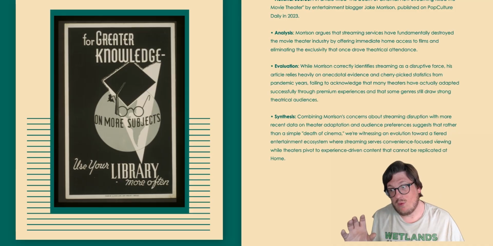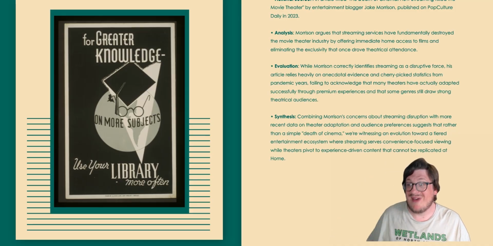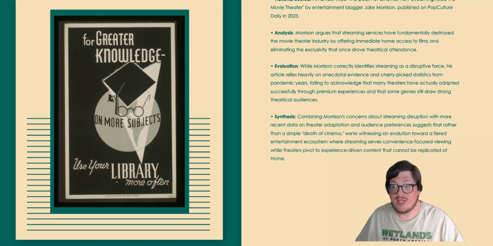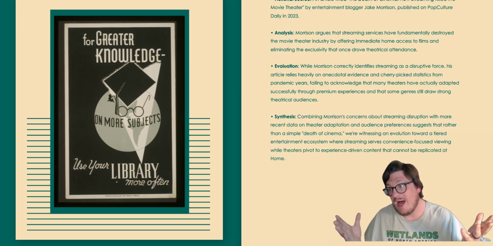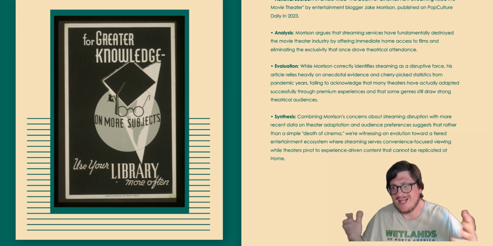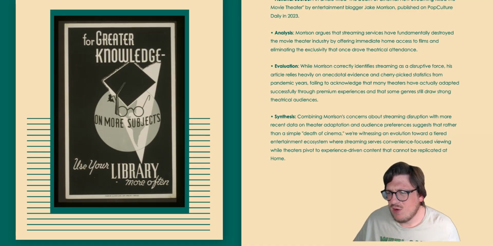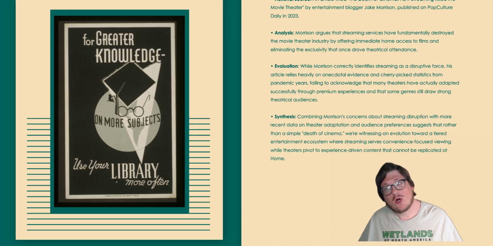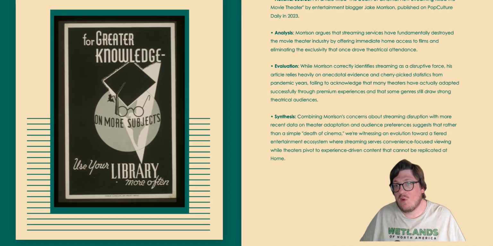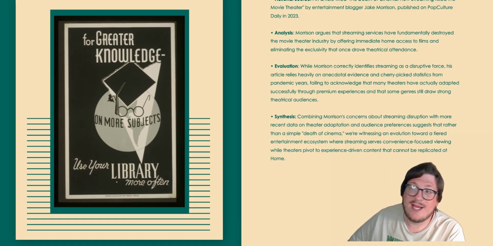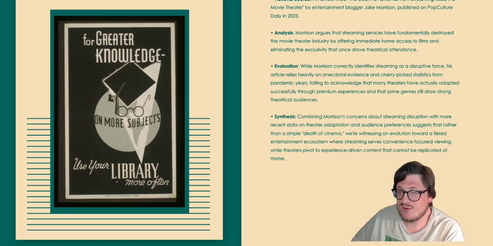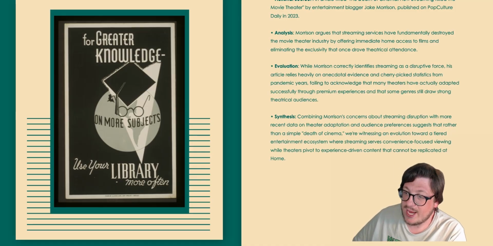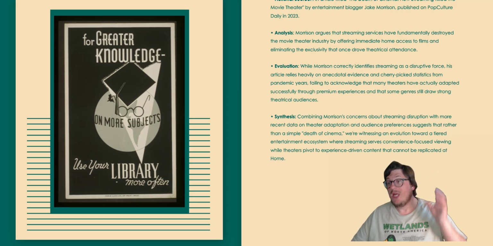If we start using our own thoughts when we do evaluation, this is where we're going to take a stance or somehow evaluate, grade, or something like that of the source. So the evaluation might look something like this. While Morrison correctly identifies streaming as a disruptive force, his article relies heavily on anecdotal evidence and cherry-picked statistics from pandemic years, failing to acknowledge that many theaters have actually adapted successfully through premium experiences and that some genres still draw strong theatrical audiences. Okay, so here we're evaluating the source.